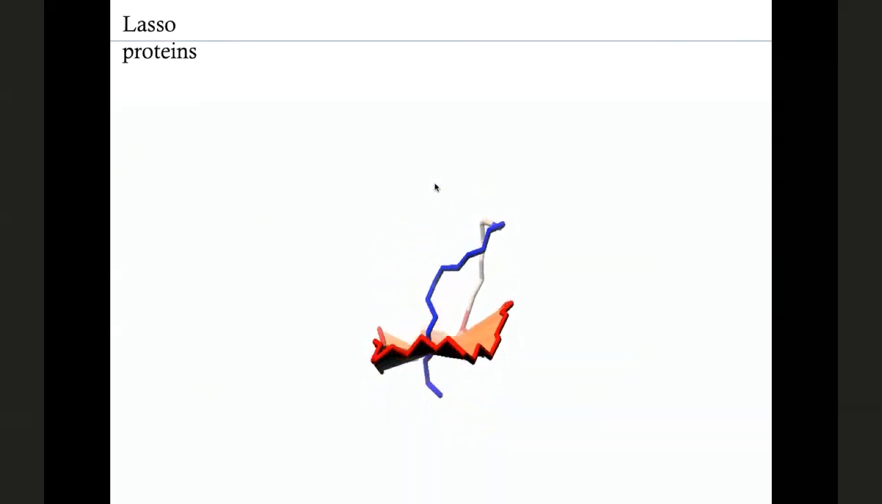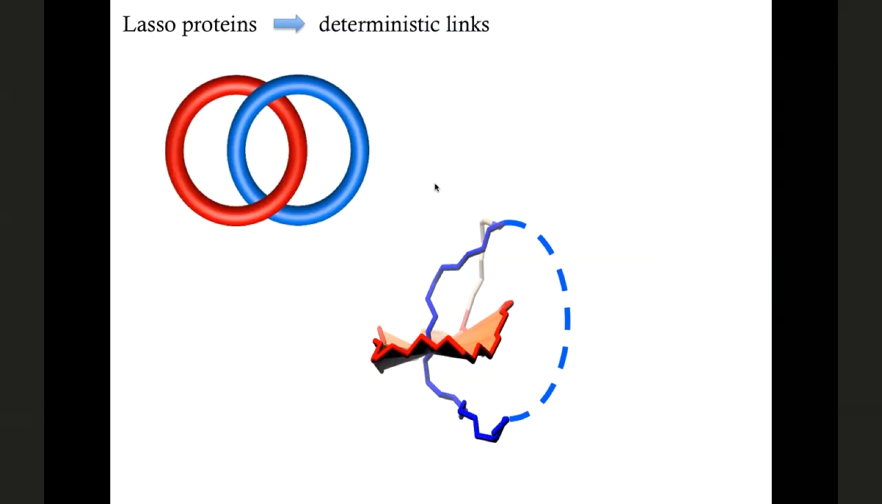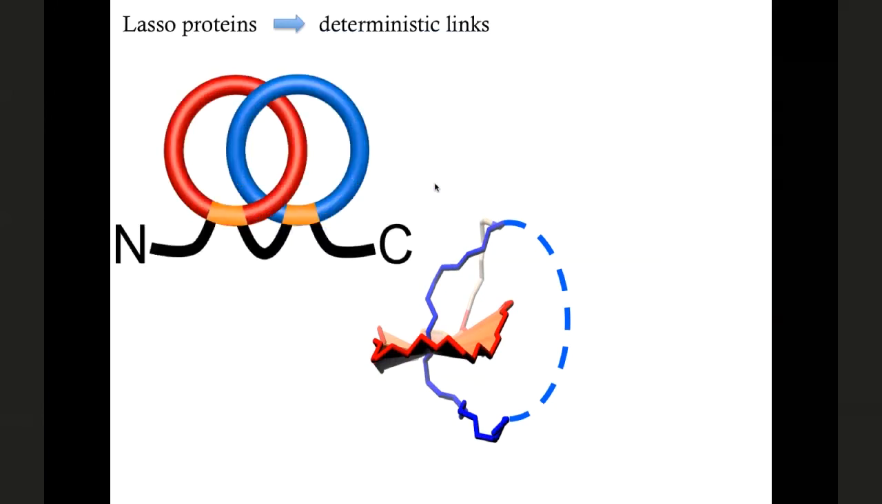However, you can ask the question, what happens if the tail is a little longer and makes another closed loop that is closed, for example, by a cysteine bridge. So in this case, you can see that we have two loops that make a link. And this is the way you can scan all existing proteins in the Protein Data Bank to see if such topology exists in the protein.